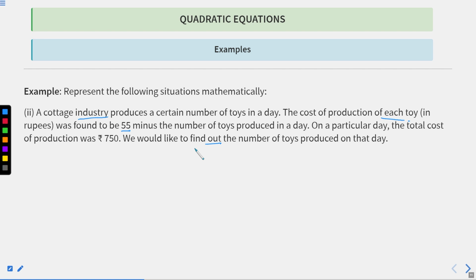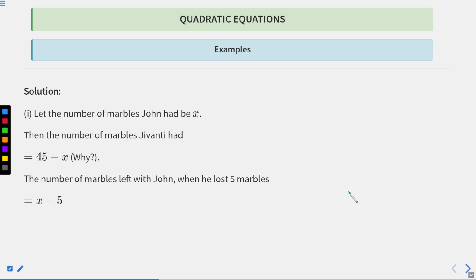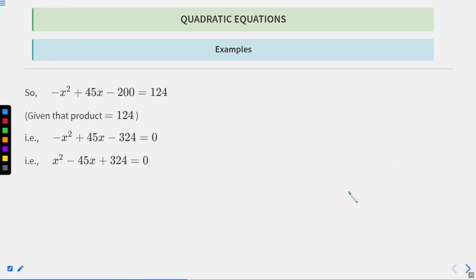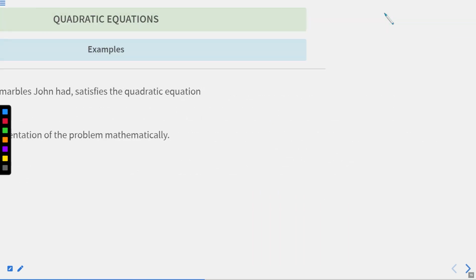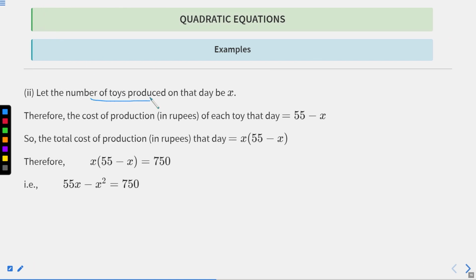So basically we have been given this information: the cost of production of each toy was found to be 55 minus the number of toys produced in a day, and on a particular day, the total cost of production was 750 rupees. Now we'll solve this problem. First, let the number of toys produced on that day be x.